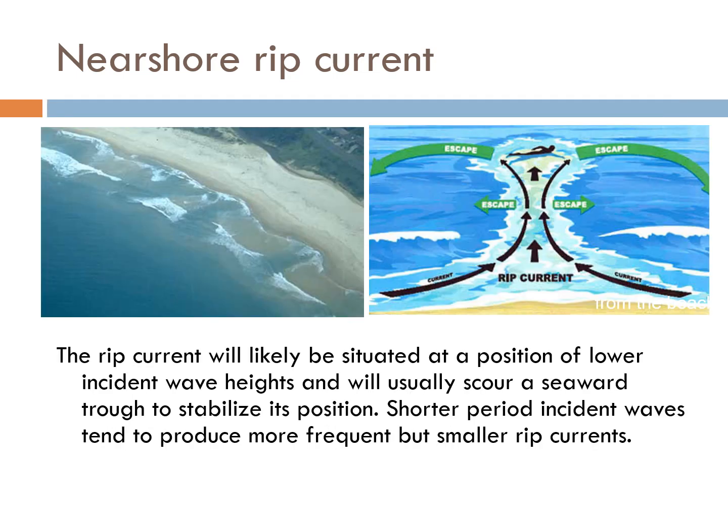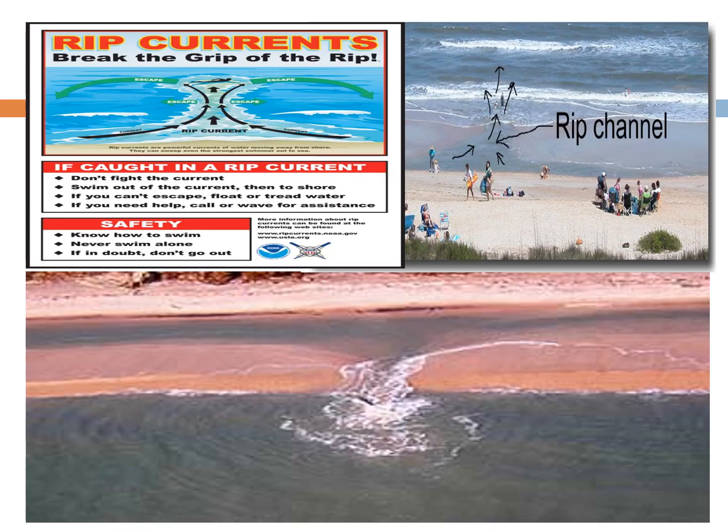This is how a rip current looks from an aerial photograph. We can see that this white foam represents the incident wave, and we can see the relief in between the waves, which suggests that there is a seaward flowing current. Because rip currents are dangerous to beachgoers, shorelines around the world where they have been observed typically will put up a rip current warning sign.